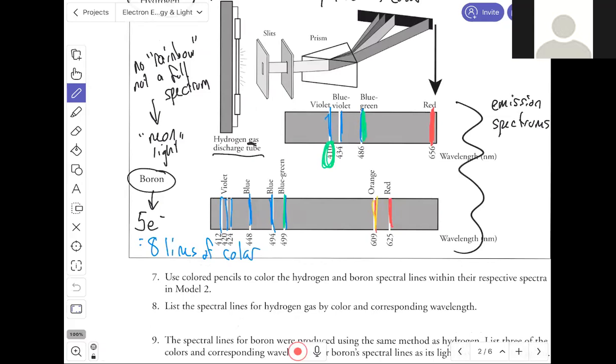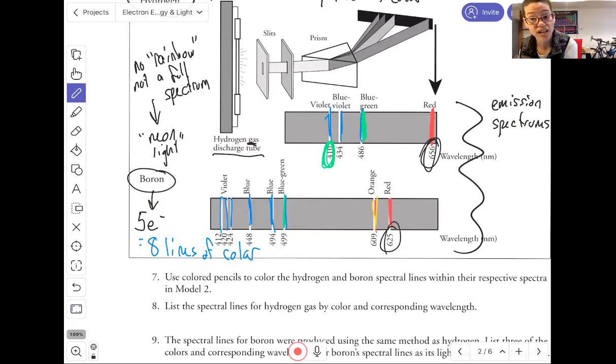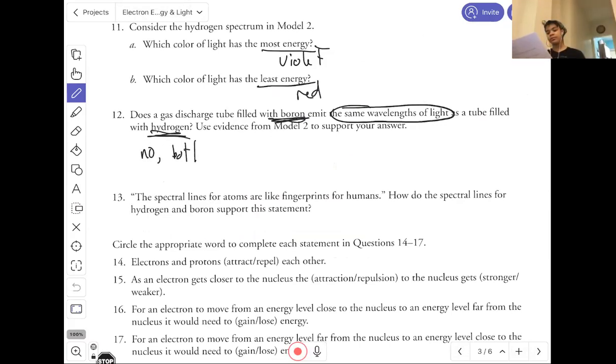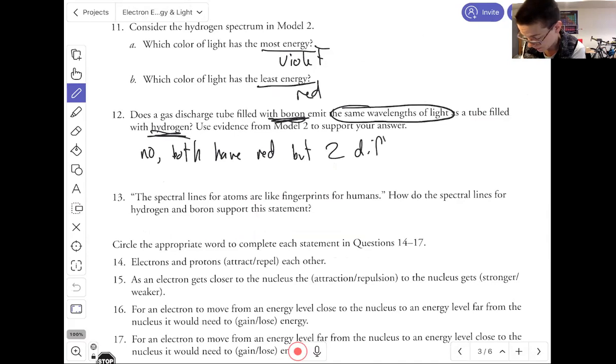So looking at this, they both have a red. Are they the same red? No, they're not the same red, because this 656 and 625 are not going to be the same hue or shade of red. Okay, so do they have the same wavelengths? No. All right, they are two different wavelengths.